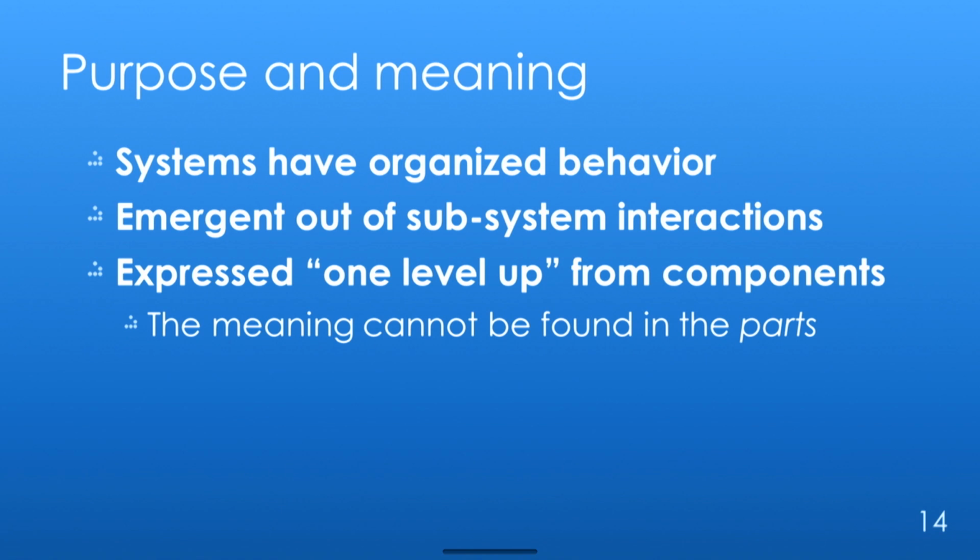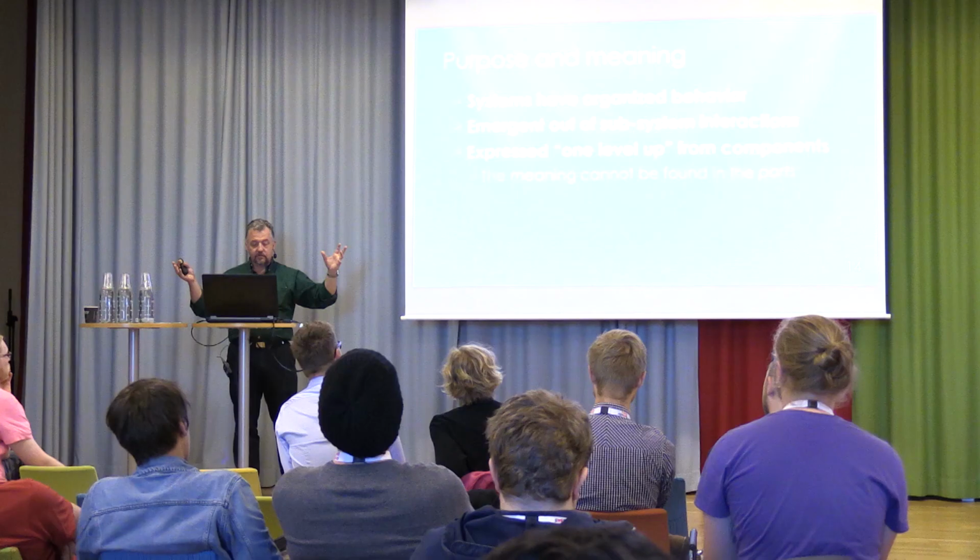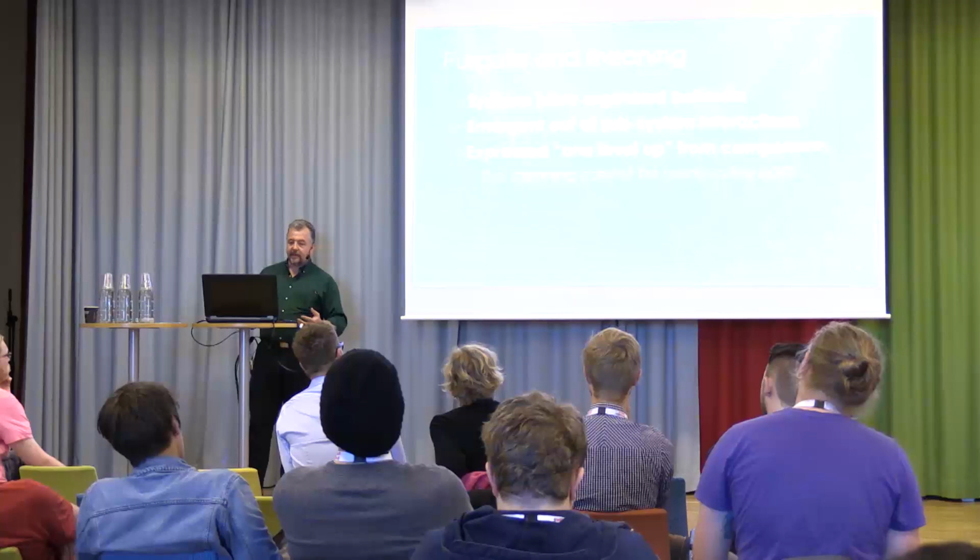Now, what this leads us to is that emergence always happens one level up in terms of organization. The school of fish or the flock of birds or the neural pathways or the termite mound, you see those at one level up where you have this organized behavior. These emerge and arise out of the subsystems' interactions. The meaning can never be found in the parts, and this is equally true of games.